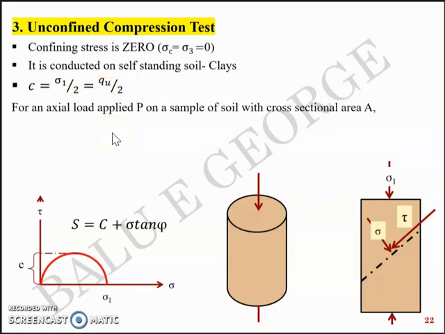For an axial load P applied on a soil sample with cross-sectional area A, QU equal to P by A. So when you apply load P on a cross-sectional area A, P by A will be the ultimate stress QU at failure. And QU by 2 will directly give you the cohesive strength C, based on and explained by this Mohr circle.